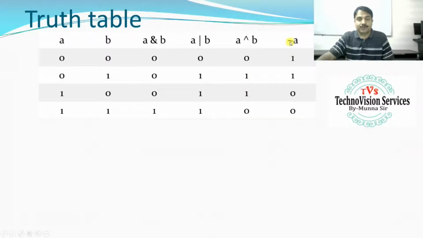What about bitwise complement? It will invert the bit value, we can say flip the bit value. If the value is 0, it will convert into 1. If the value is 1, it will convert into 0. So that's why it is also called the bitwise complement operator or ones complement operator.